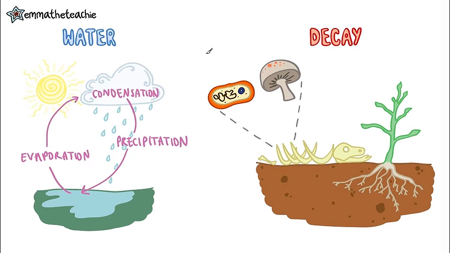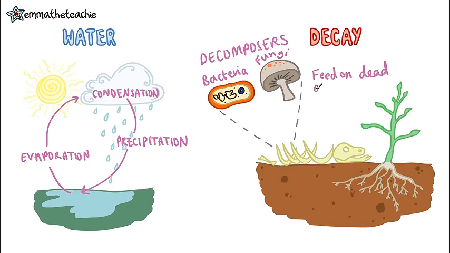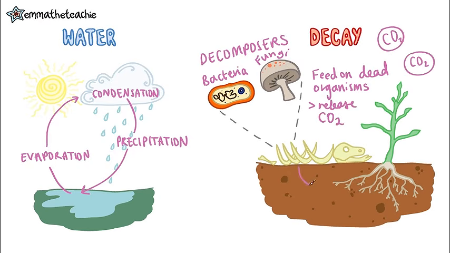Next up is the decay cycle. Decomposers are really important. These are microorganisms, which include the groups of bacteria and fungi. Decomposers feed and break down dead organisms. As they do this, they release carbon dioxide back into the atmosphere because they are respiring. Decomposers also release mineral ions back into the soil for new plant growth.